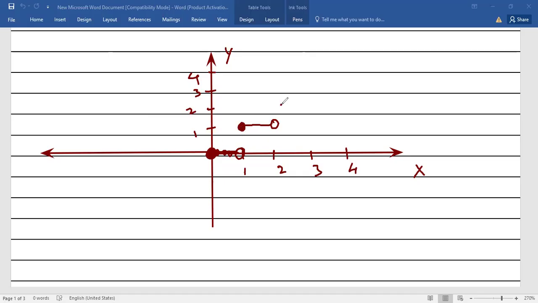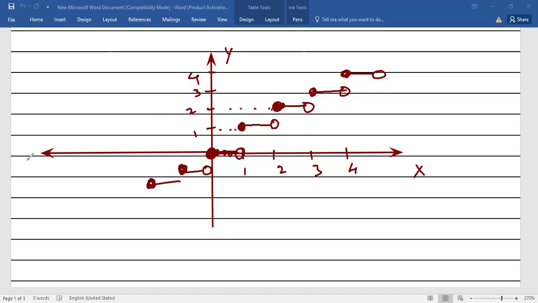Any value of x between 2 to 3 will give you the value of 2. So that means you can see that if we are jumping 1 unit ahead, we get this one. Okay. So this is the step function. So here also it will continue.